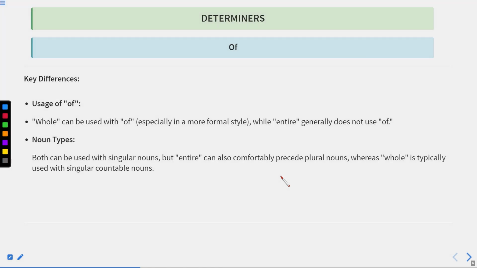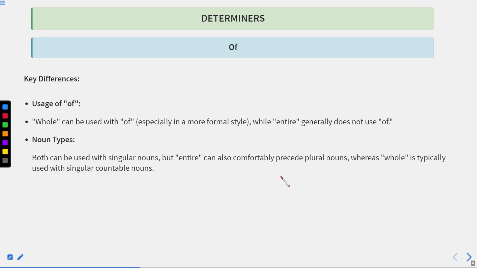Now, when we use the word "of," whole can be used with "of," especially in a more formal style, while entire generally does not use "of." Okay, we cannot say "entire of." We can simply say entire. Through her entire life, or throughout her entire journey. So with the word entire, we can have nouns that are countable or uncountable, but we cannot use any plural noun after it.